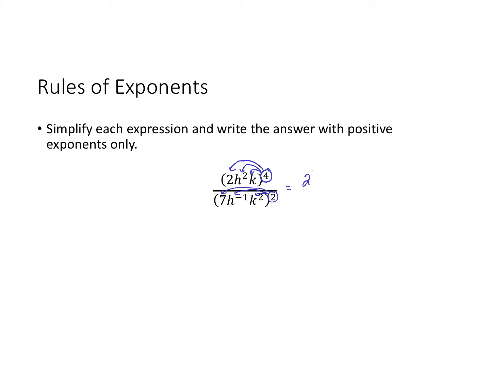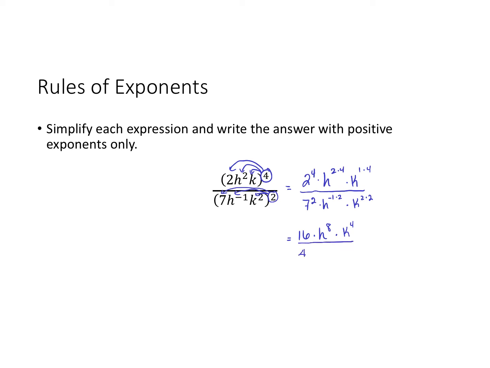This gives us 2 to the 4th power times h to the 2 times 4 power times k to the, you can think of that as to the first power times 4. And then in the denominator, we have 7 squared times h to the -1 times 2 times k squared times 2. Okay, let's go ahead and work this out. 2 to the 4th power is 16, and then h to the 2 times 4 is 8, and then k to the 1 times 4 is just 4.